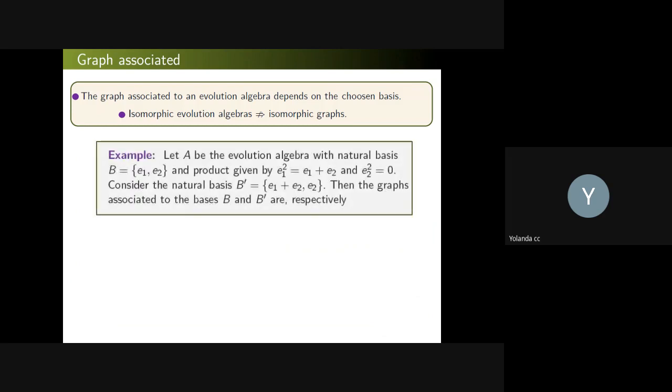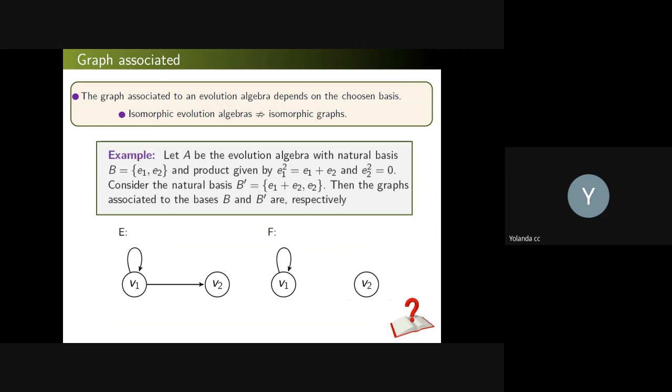However, this type of connection has some problems. For example, the graph associated to an evolution algebra depends on the chosen natural basis. And on the other hand, isomorphic evolution algebras don't imply isomorphic graphs, as shown in this example. Here we consider one evolution algebra related to two natural bases. Nevertheless, the corresponding graphs are not isomorphic. One is connected and the other one is not connected. This happens because the evolution algebra is degenerate. It means that e2 squared is 0.